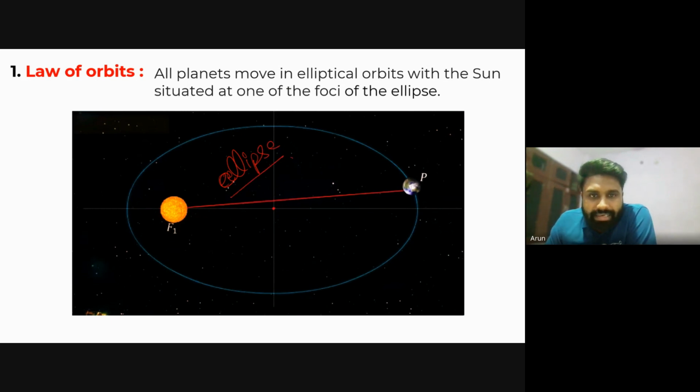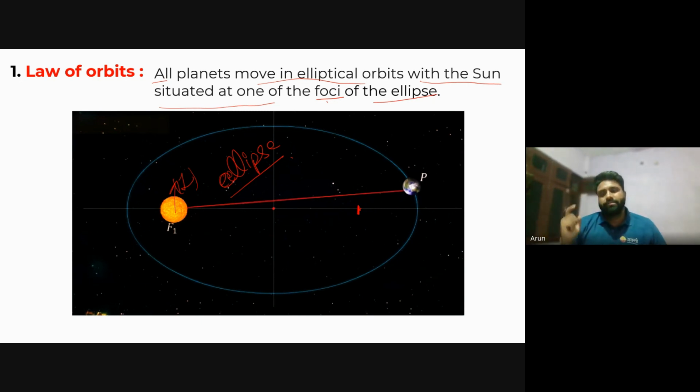Okay. An ellipse has two centers. At center number 1, the sun is present, and here is the other center. You can read it from the statement that all planets move in elliptical orbits with the sun situated at one of the foci of the ellipse. And foci is nothing but the plural of focus. When we have two focuses, we do not say two focus. We say that this trajectory has foci, which is the plural of focus. Which means that we have more than one focus here.